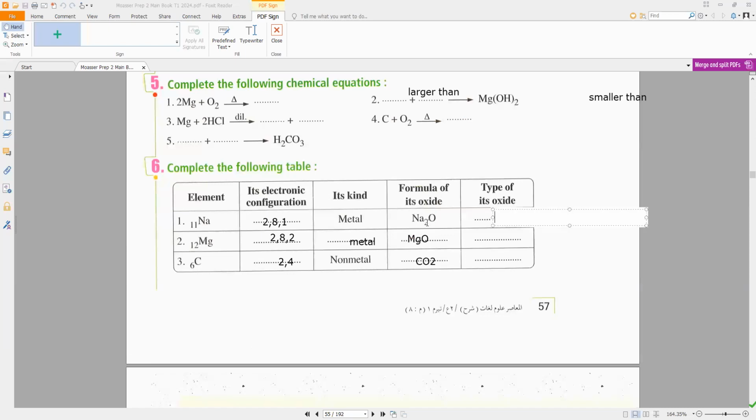Type of oxide. Sodium oxide is a metal oxide, so it's called a basic oxide. Magnesium oxide is also a metal oxide, so it's also called a basic oxide. Carbon dioxide is a non-metal oxide, so it's called an acidic oxide.